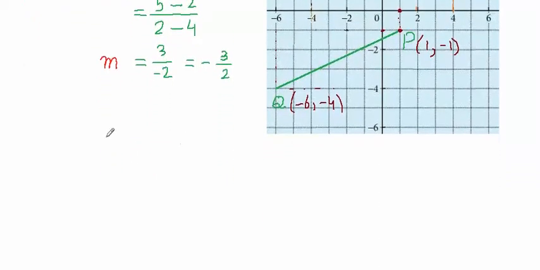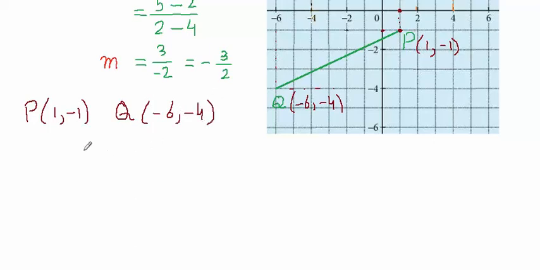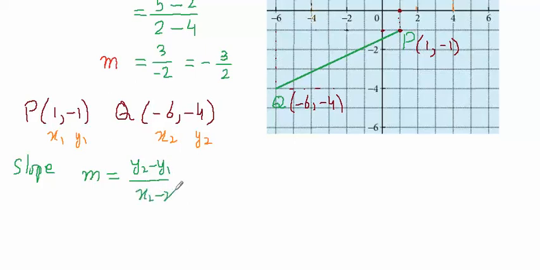So look here, we can write that the point P has the coordinates 1, negative 1, and point Q has the coordinates negative 6 and negative 4. So then we can mark them as x1, y1, and this is x2, y2. It's always good if we mark like this, then there are fewer chances of mistake. So the slope or the gradient is m, which is equal to y2 minus y1 over x2 minus x1.